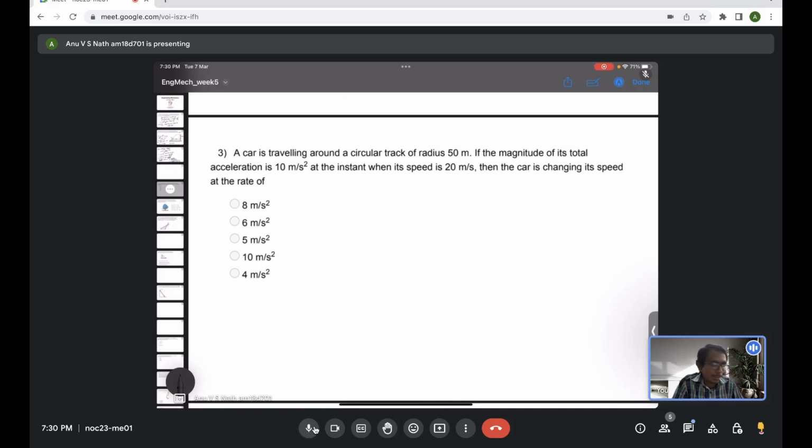You can see the options are given. The unit is meter per second square, so it's asking for acceleration. It's actually simple, so you can try this out and I'll explain how to do it.